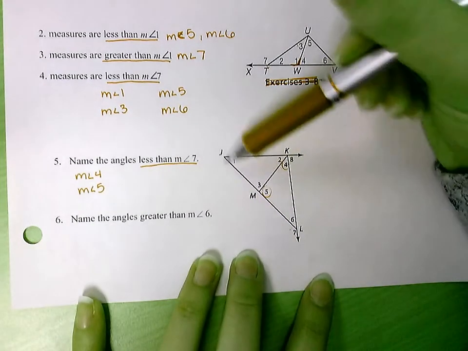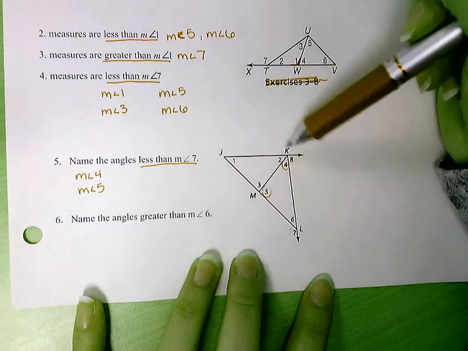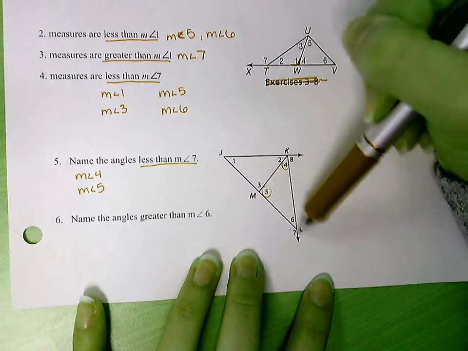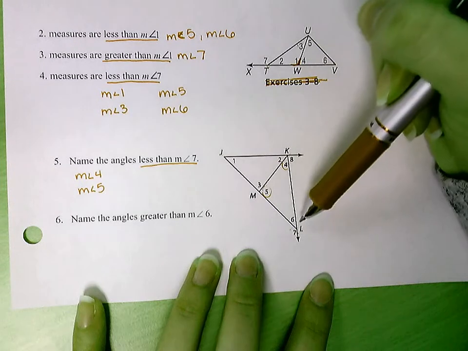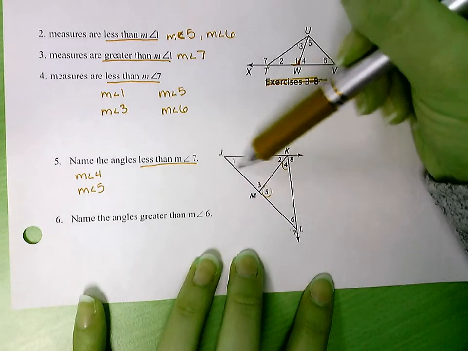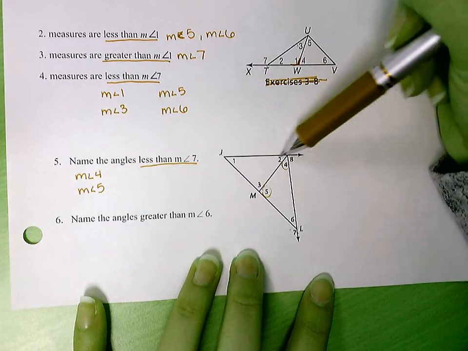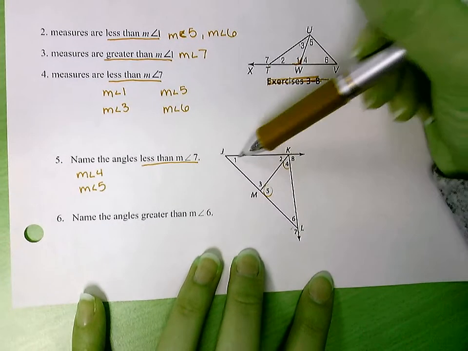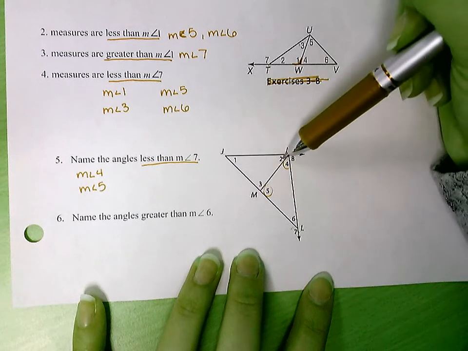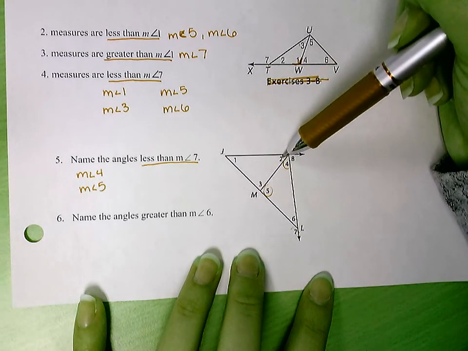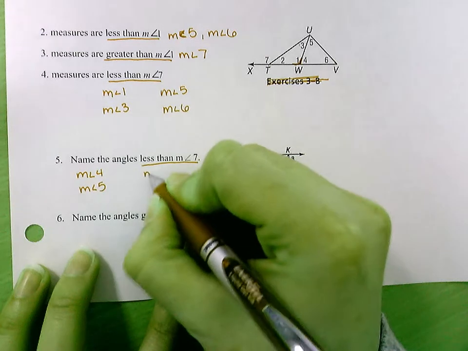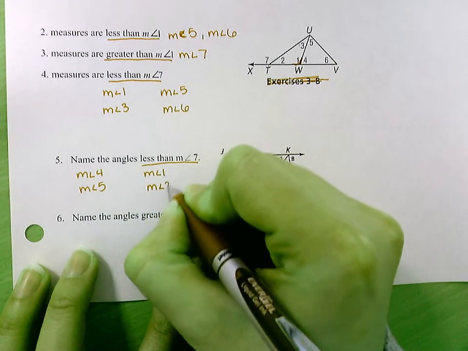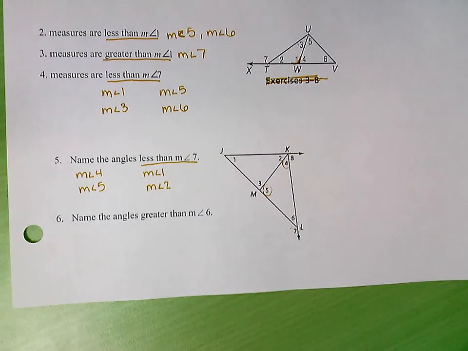Then I can look at the larger triangle LJK and look for my remote interiors there. So angle J here and angle K right here, I'd have to add those together to get 7. So that means angle 1 and angle 2 would also have to be less than angle 7. Okay, questions on number 5? Do we do pretty okay with that one?